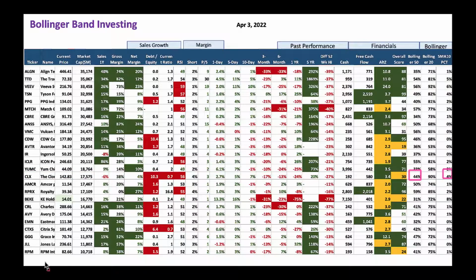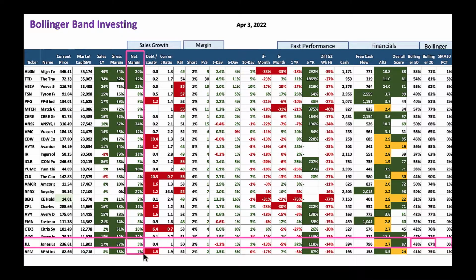We got JLL, which is one of the real estate type companies. You could look at this one also here. Has a lot more room to run. You could invest in such companies. All these are rock solid companies. Look at the net margin here. All nice net margin. And look at the Altman Z score here. All financially stable.